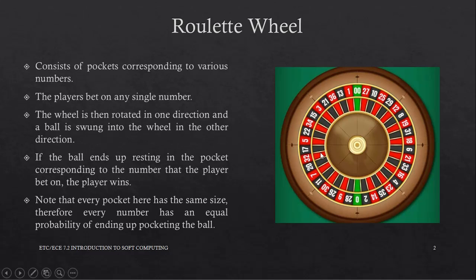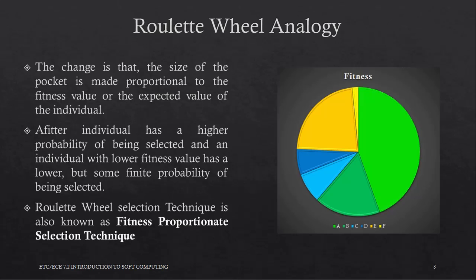This analogy is considered for the roulette wheel selection technique. A similar wheel is considered. However, the change is that the size of the pocket is not the same for every individual. The size of the pocket is made proportional to the fitness value or the expected value of the individual. Obviously, then a fitter individual has a higher probability of being selected and an individual with lower fitness value has a lower but some finite probability of being selected. For this reason, the roulette wheel selection technique is also known as the fitness proportionate selection technique.